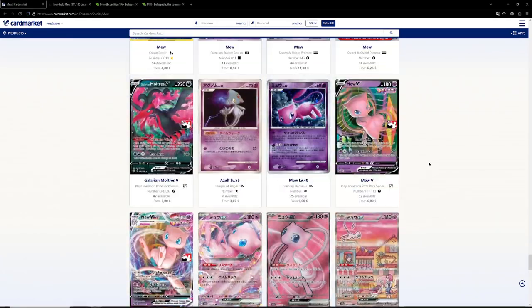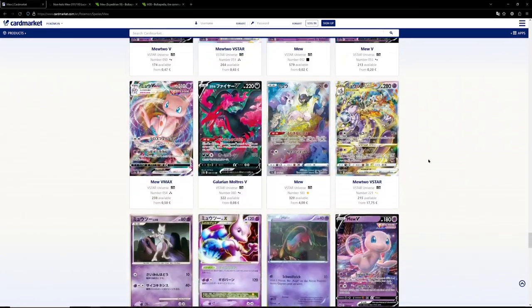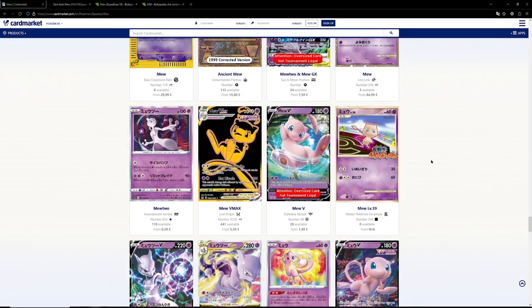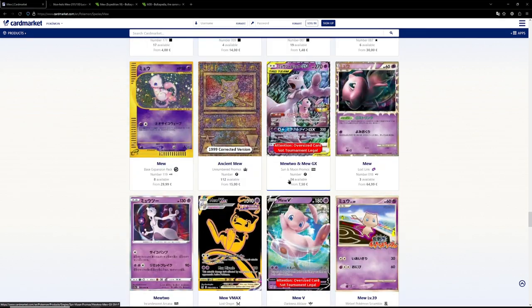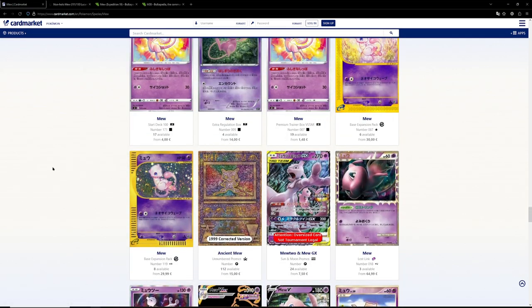Now, for the sake of this video, I did actually look at mostly promo cards, since we can exclude cards from like Darkness Ablaze, which there are probably hundreds of thousands, if not millions of copies out there, so this would not be considered a rare card by any means. There are a few cards that you can pull from a normal set in this list though, like for example the Mew Gold Star, but for the most part it is mostly promos.